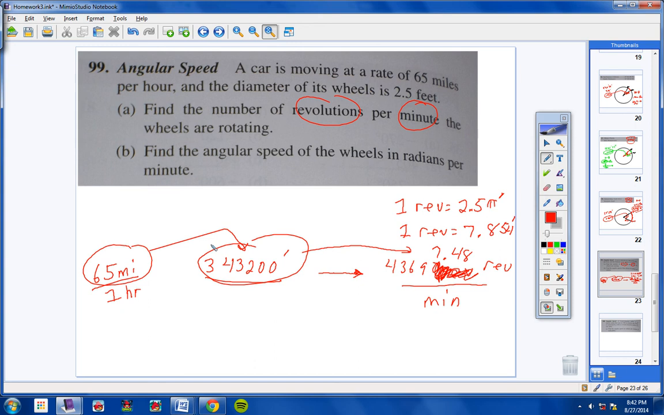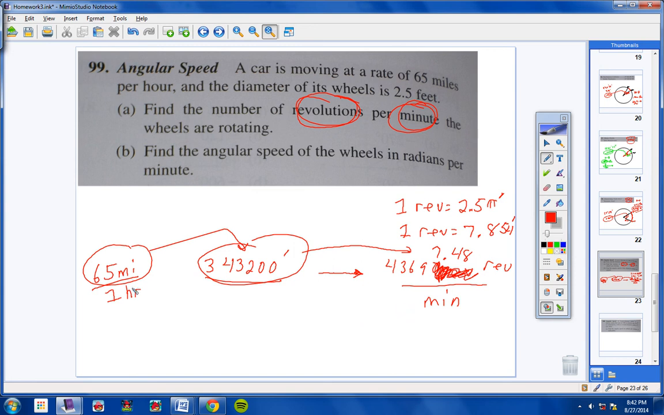And remember, none of this would have been possible if I first hadn't found the circumference of the circle. Because the circumference of a circle equals 1 revolution that's going to travel on the ground. Now, look, don't lose sight of the trees for the forest. My goal for letter A was to write the speed in revolutions per minute. Well, I've got the revolutions. Now I've got to get the minutes.